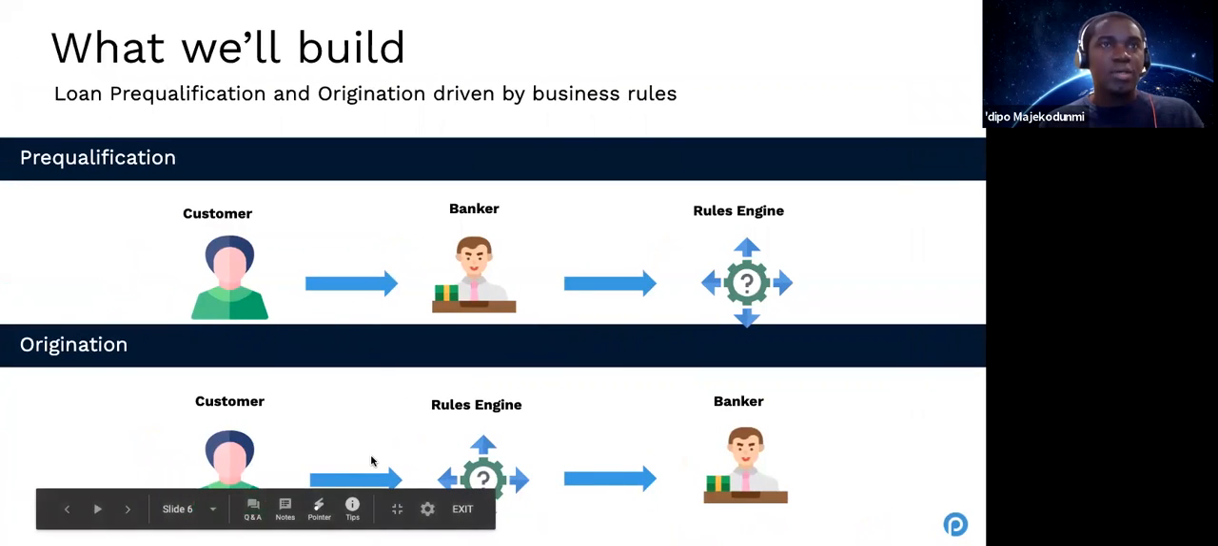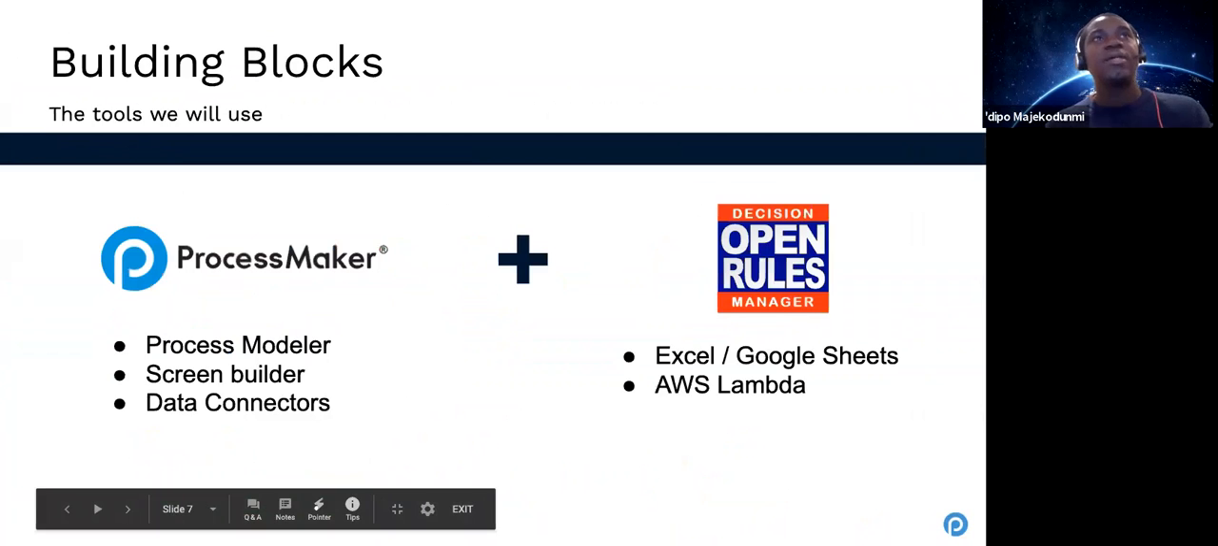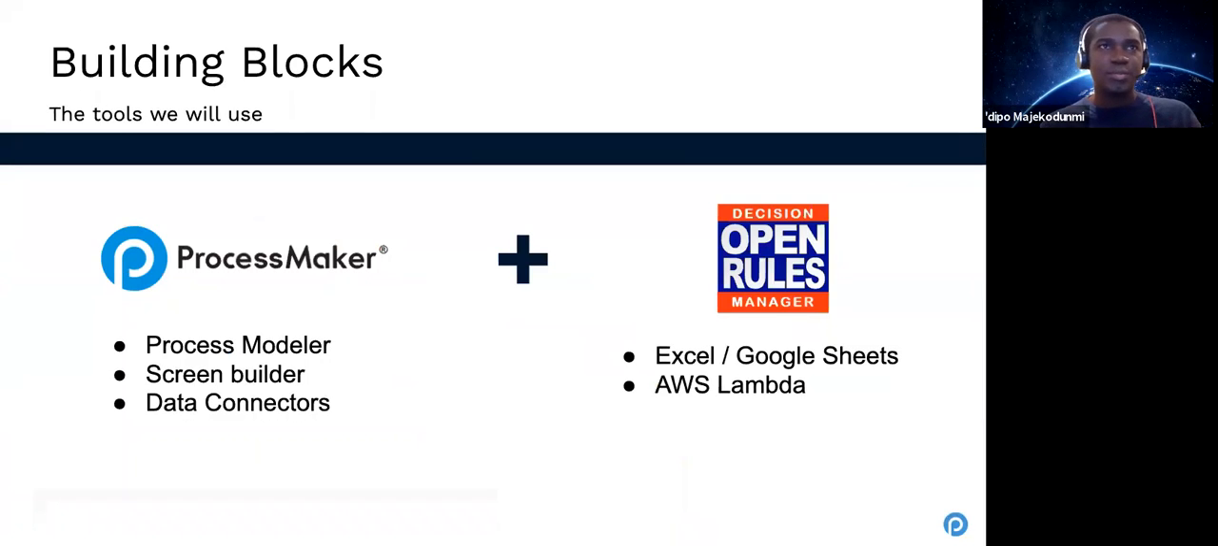So back to our slide here. What would we be using to build this? We'll be using ProcessMaker and Open Rules, like I've said. On the ProcessMaker side, we'll be using the process modeler, the screen builder, and the data connectors. And for Open Rules, we'll be using Excel to define the business rules, and we'll publish those rules to AWS as Lambda functions. So let's get into the demo itself.